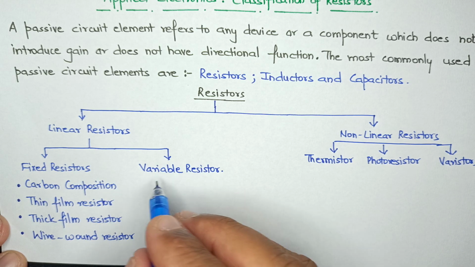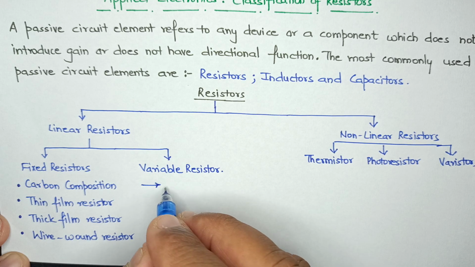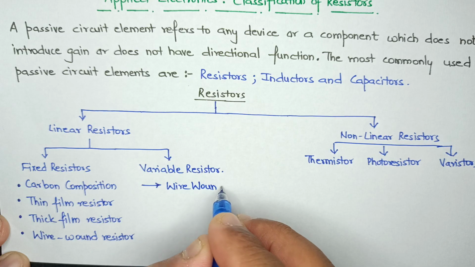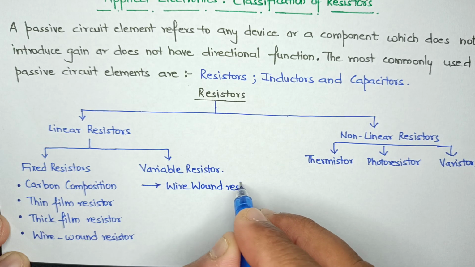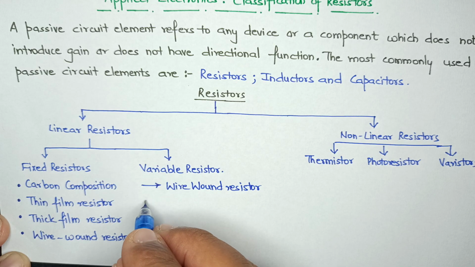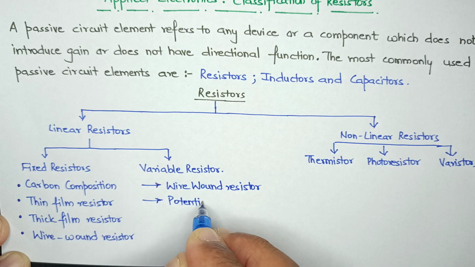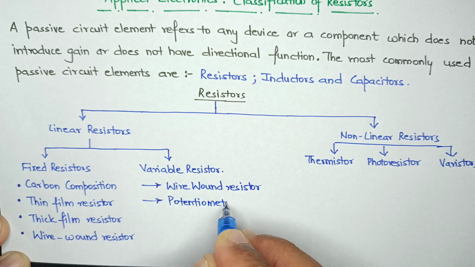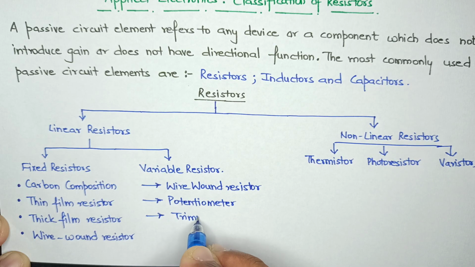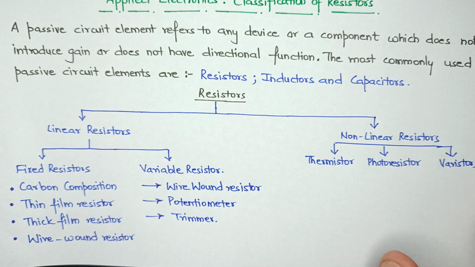The second category in this case is called the variable resistor. The first type is called a wire wound resistor. Then the second is called a potentiometer. And then the last one is called a trimmer. So this is, in a nutshell, what this is all about.